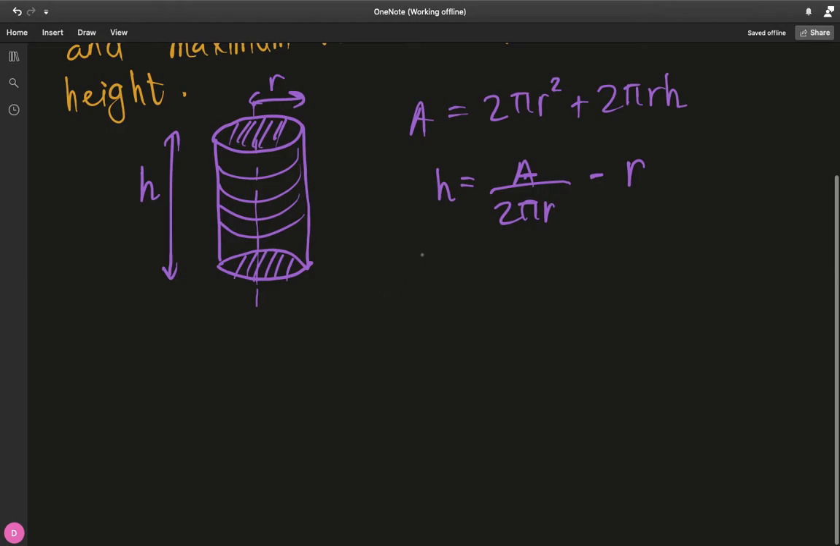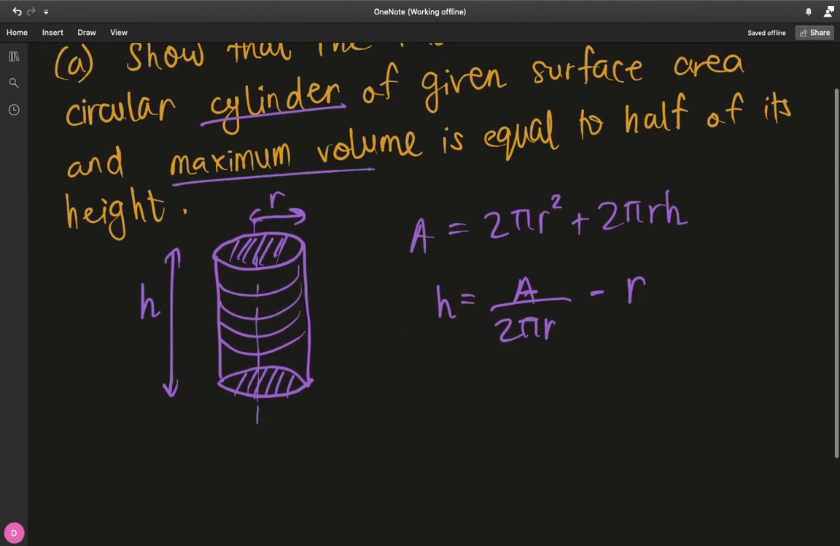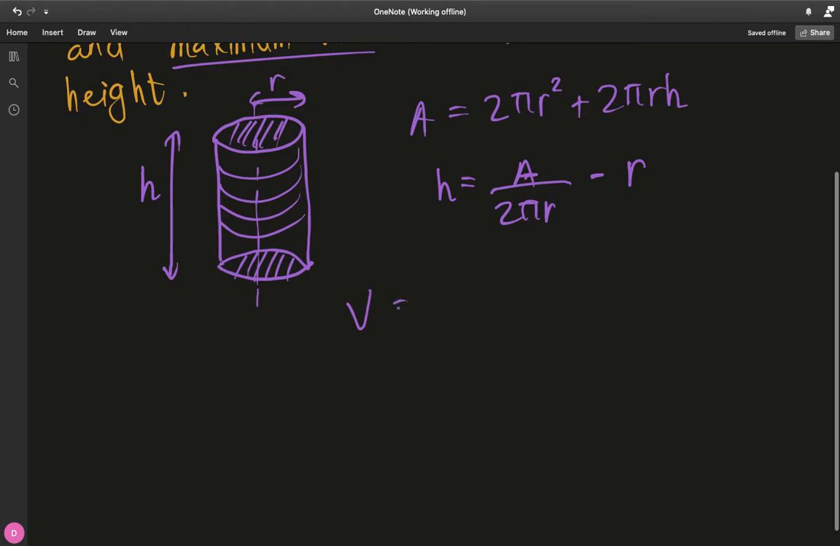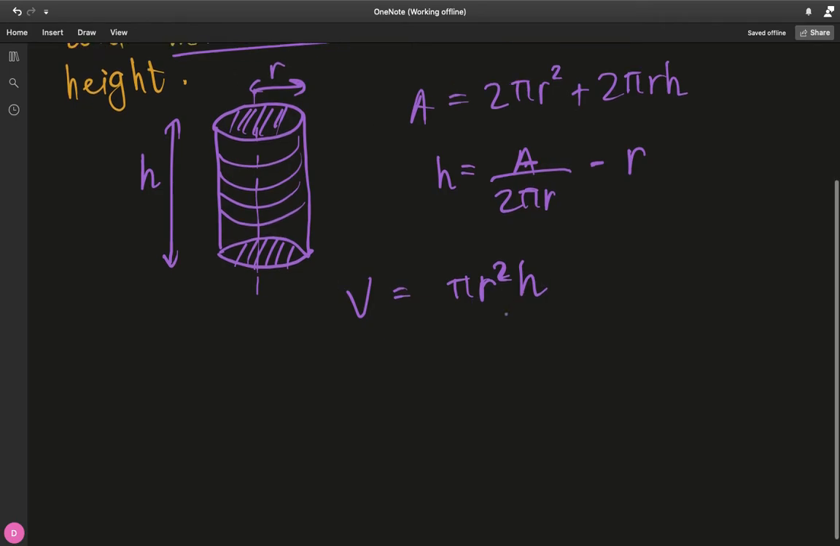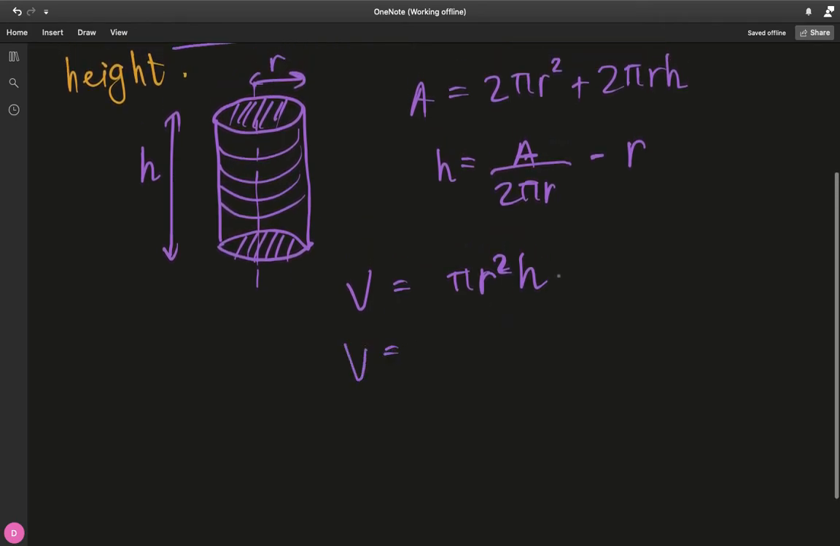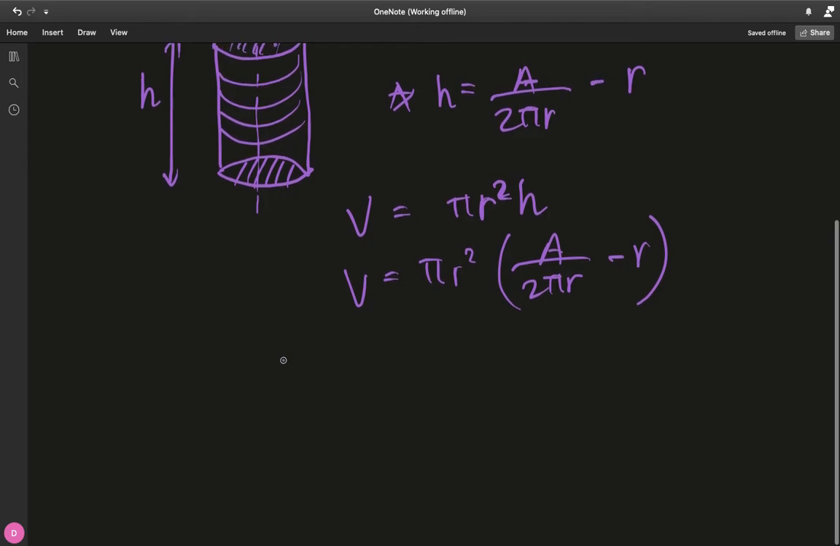And these are useful because they're telling us to maximize the volume. So we need a volume function V. Volume of this thing is pi r squared h, and we need to maximize this, so we need to differentiate with respect to one variable, and we have two variables r and h. So write h in terms of r, and we have a substitution for h. So substitute that: pi r squared times (A over 2 pi r minus r).